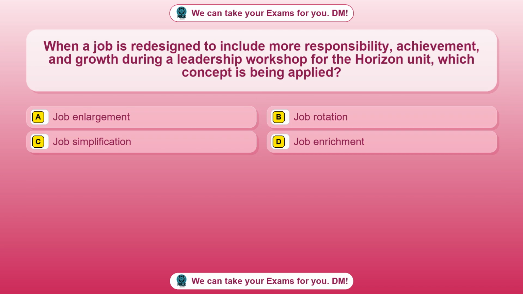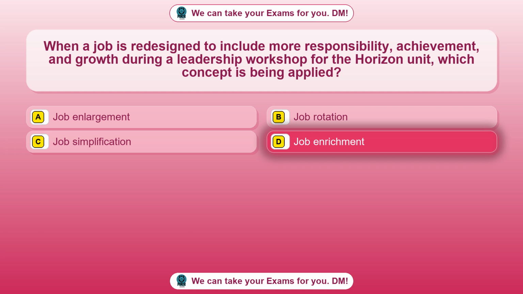Question 92. When a job is redesigned to include more responsibility, achievement, and growth during a leadership workshop for the Horizon unit, which concept is being applied? Option A, job enlargement. Option B, job rotation. Option C, job simplification. Option D, job enrichment. The correct answer is option D, job enrichment.